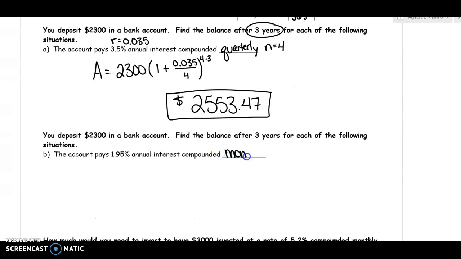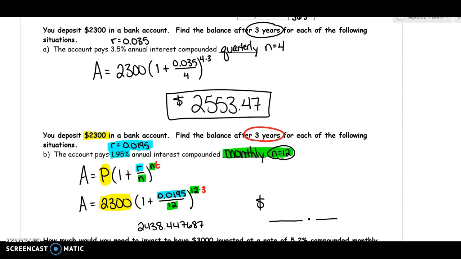Let's do monthly for the next one. Try the next one on your own. Okay, if you're struggling with this, you may want to pause on this screen because this shows all of the stuff and where it goes in the formula. So your starting amount, 2,300, parentheses, 1 plus your rate. Remember, if you're struggling changing percents into decimals, do 1.95 divided by 100. That will give you the appropriate decimal to use.